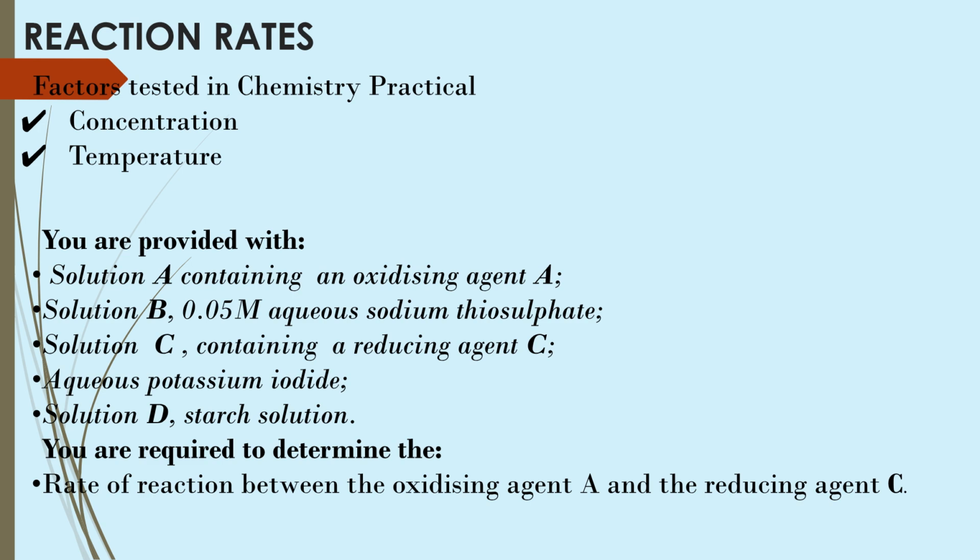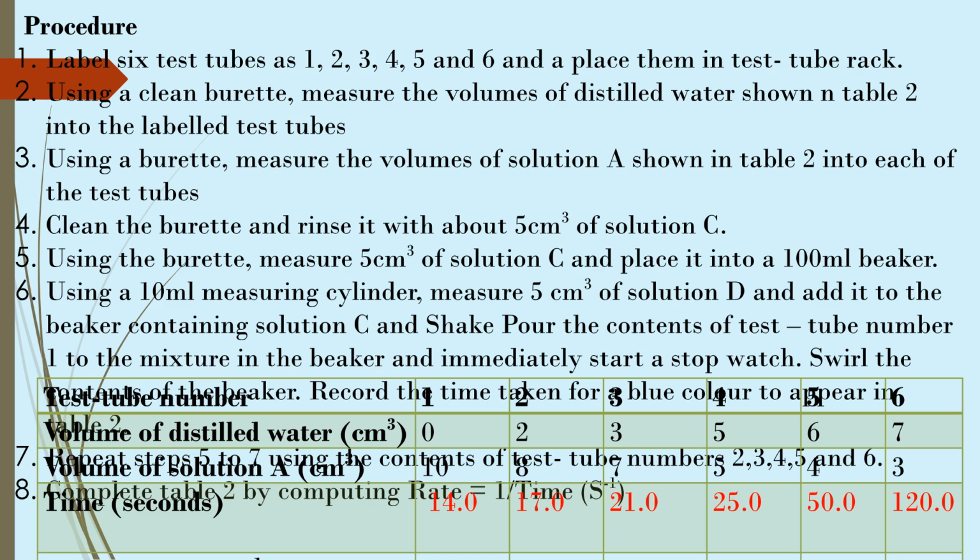For reaction rates, practicals often test factors like concentration and temperature. You may be required to determine the reaction rate between an oxidizing and reducing agent using provided solutions. The procedure involves measuring solutions, mixing components, and timing the appearance of a visible change, like a blue color. Finally, calculate the rate as 1 over time.